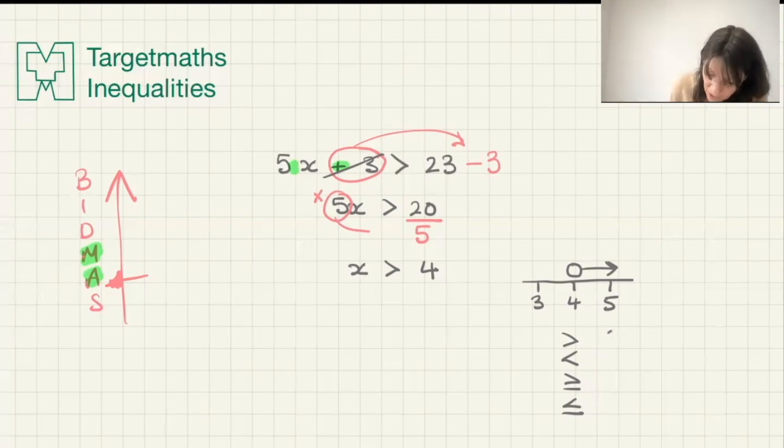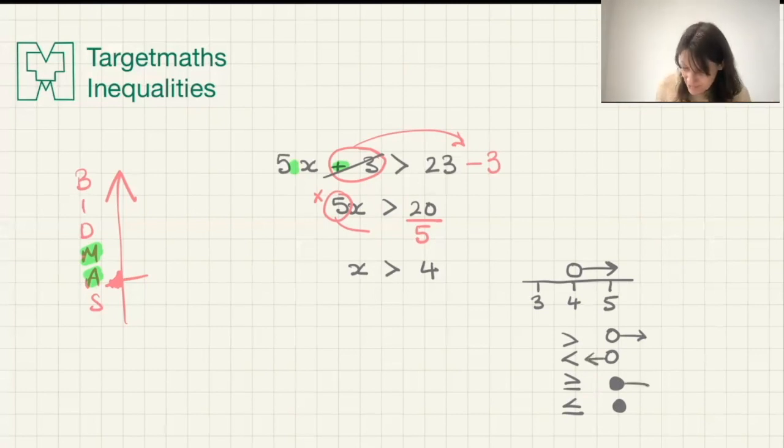When it hasn't got the equals, I have an open circle. When it's got the equals, I have a filled in circle. I'm pointing that way because of the arrow. I'm pointing that way because of seeing the symbol as an arrow. I'm pointing that way. I'm pointing that way. So there's 4 that we have to know how to draw.